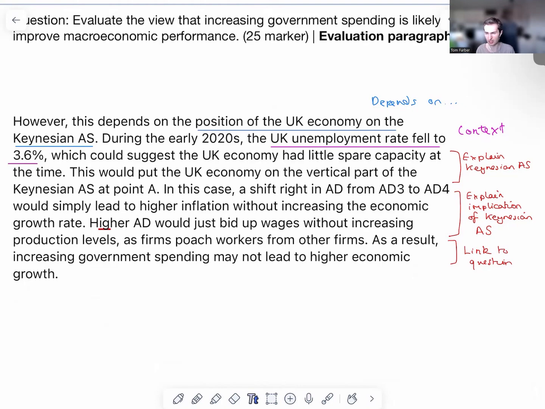Higher AD, in this case, would just bid up wages without increasing production levels as firms poach workers from other firms. So workers are just moving around between different firms, but they're not actually increasing the amount of production in total in the economy. As a result, increasing government spending may not lead to higher economic growth, linking back to the question.